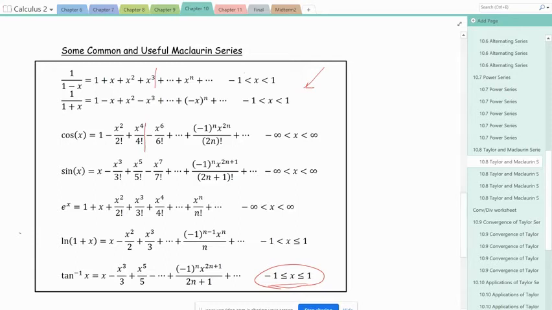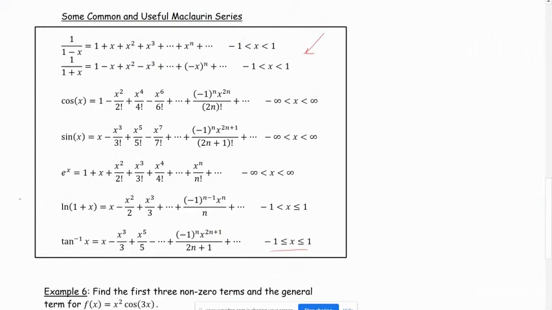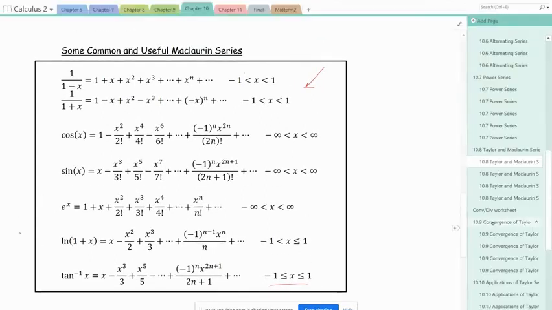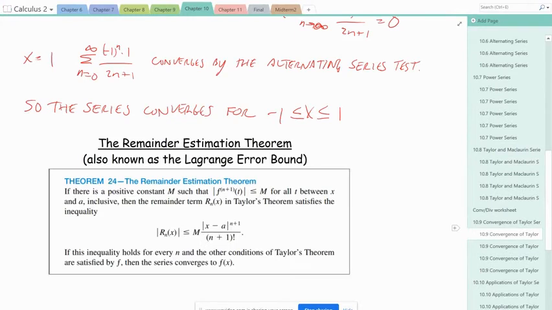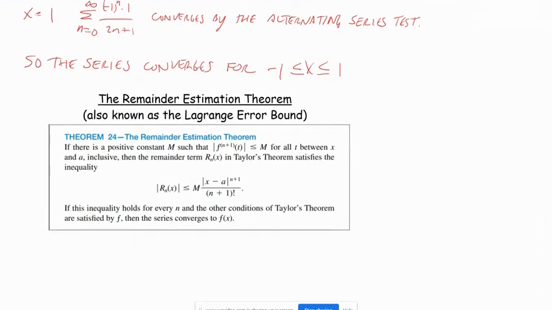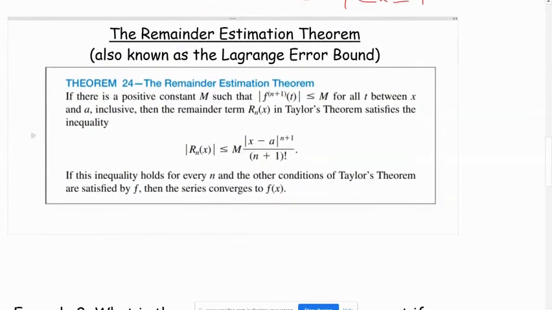And so we want to calculate how much error do we accumulate when we truncate the series that way. So when we chop it off, how much are we really losing? And so this theorem, the Lagrange error theorem, which is also called the remainder estimation theorem, will help us determine how much error we're going to accumulate when we truncate a Taylor or a Maclaurin series.